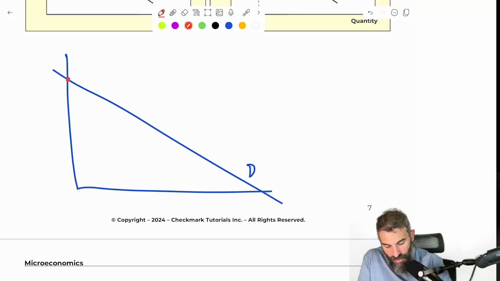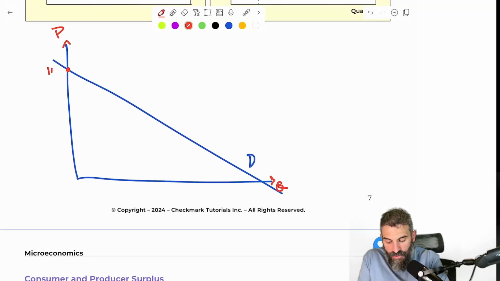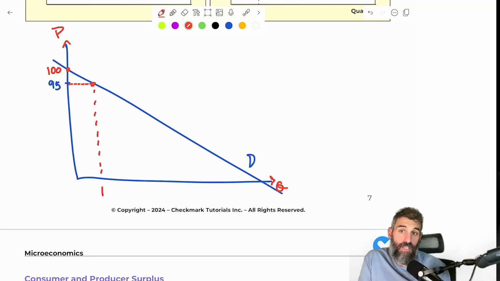And I'll share an example. We have quantity here and we have price. Let's say at a price of 100, let's say this intercept is 100, demand is 0. That means nobody is willing to pay $100 for this product. But if you drop the price to 95, you might get the first person who's willing to buy it. It means that that person values that good at $95. That's the maximum they would be willing to pay. That is the value they place on that good.